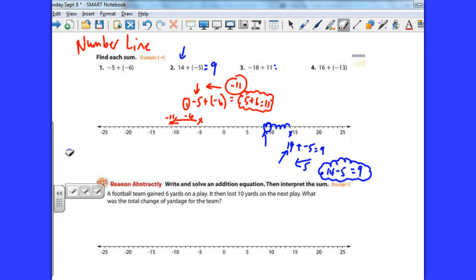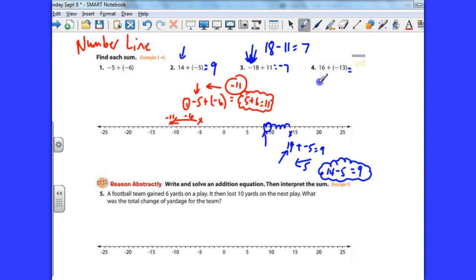All right, let's try number 3 without the number line. If I have -18 plus 11, what I think is, well, those signs are different, so I'm going to go 18, take away 11, which is 7. But then I ask myself, well, which one is bigger? You know, bigger absolute value, the -18 or the 11? Well, the negative 18 is a bigger absolute value. So instead of keeping it positive, we make it a negative 7. How about that?